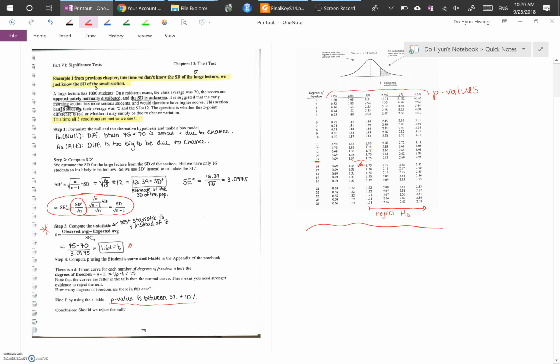So I would say as my conclusion, my p is not less than 5%. It's not less than 5%, so we do not reject the null. Okay, so I'm not rejecting. The null says the difference is just due to chance. I'm not rejecting that. There's evidence that the difference is just due to chance.